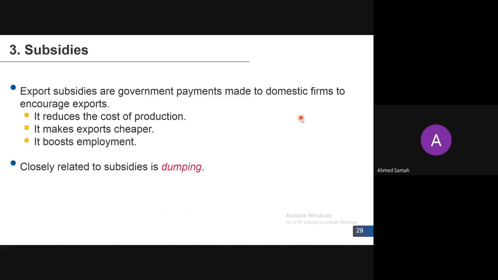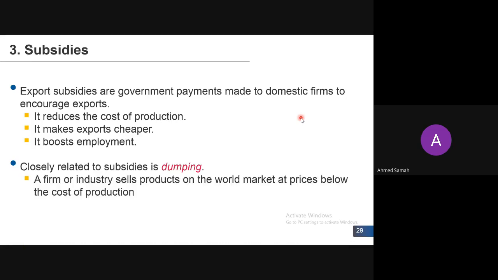So this is closely related to dumping. Dumping is when a firm or industry sells products in the world market at prices below the cost of production. Let's say there were some accusations by the USA towards China that they are dumping products in the markets by selling at prices lower than the cost of production.